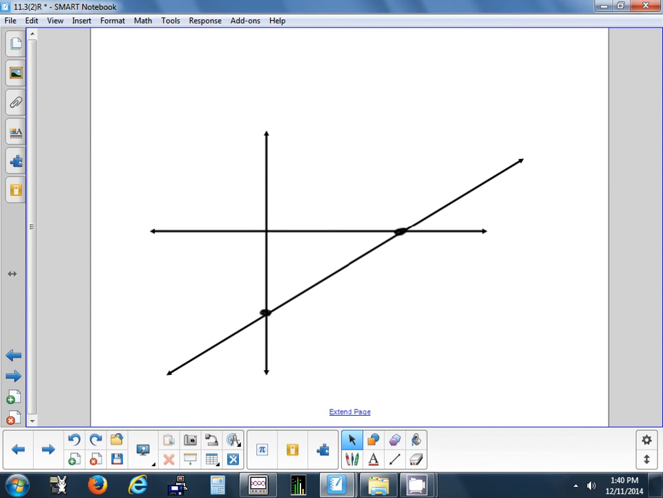So we're not going to be worrying about slope in this problem. We're not going to need it. We're just going to need the 2 intercepts, wherever they happen to be.